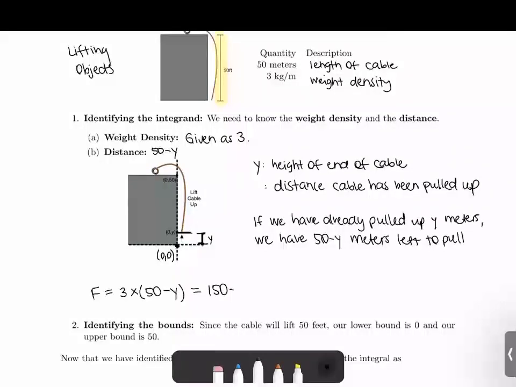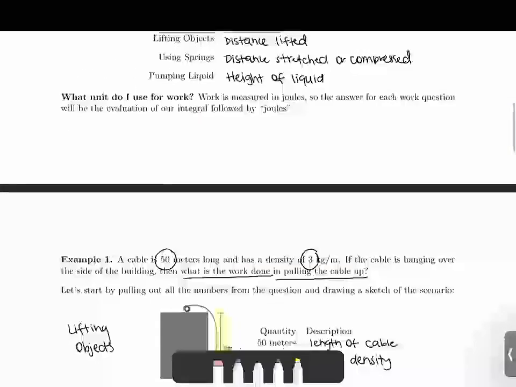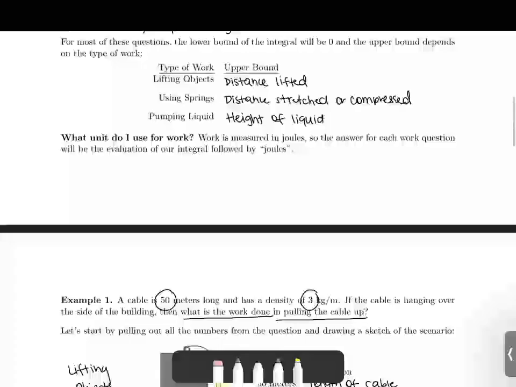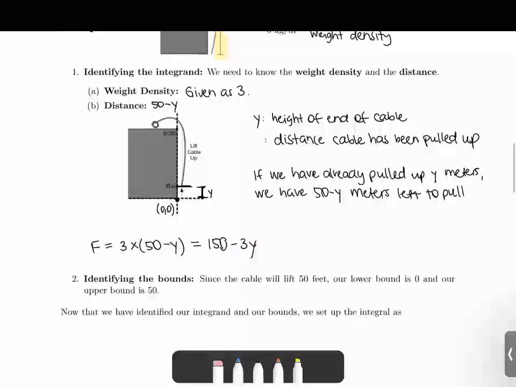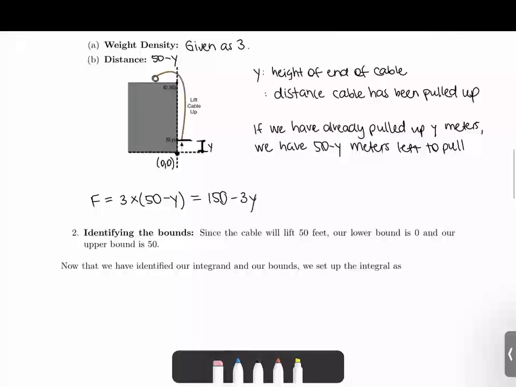150 minus 3y. Okay, so that's what my force is going to be. And then since the cable is going to lift up 50 feet, we can again see that my lower bound is going to be 0, and my upper bound for lifting objects is the distance lifted, so it's going to be 0 to 50.